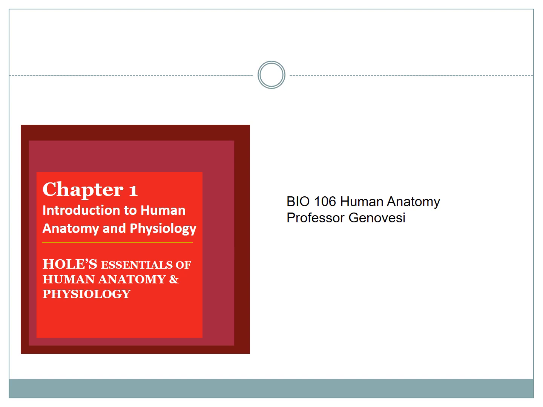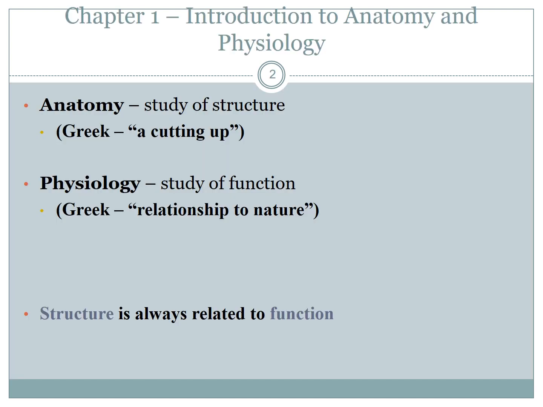We'll begin with Chapter 1, an introduction to human anatomy and physiology. One of the core principles of anatomy and physiology is that structure is always related to function. The word anatomy, if you break down and look at its Greek origin, means a study of structure, or in Greek, a cutting up. Physiology, the study of function, is derived from the Greek term meaning relationship to nature.